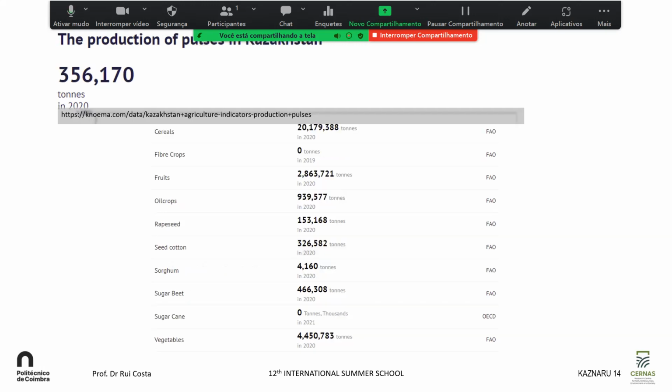Compared to other crops that you grow in Kazakhstan, of course, it's much lower than cereals, fruits, and vegetables. And I suppose that you don't eat so much of these foods, the pulses, and so it's natural also that you don't produce so much. But I think nowadays the trend is to increase the consumption of pulses, and so it's probably a good idea that Kazakhstan can increase the production of these crops.